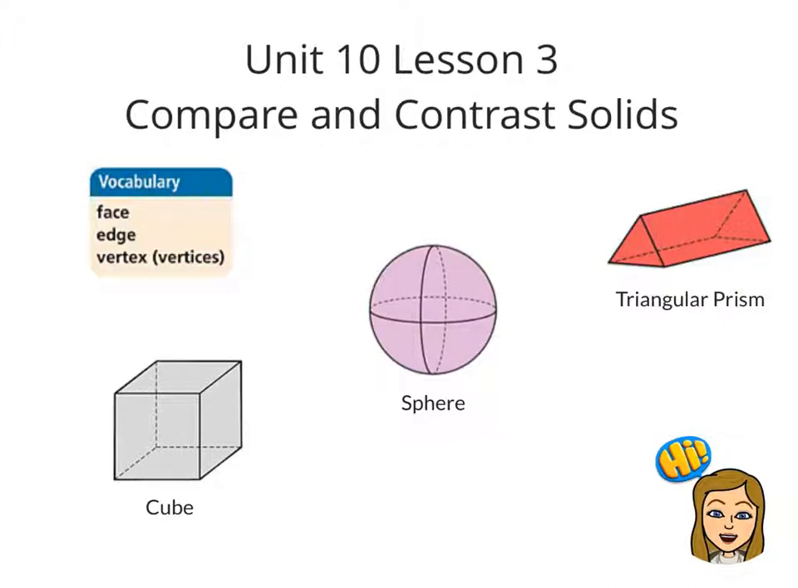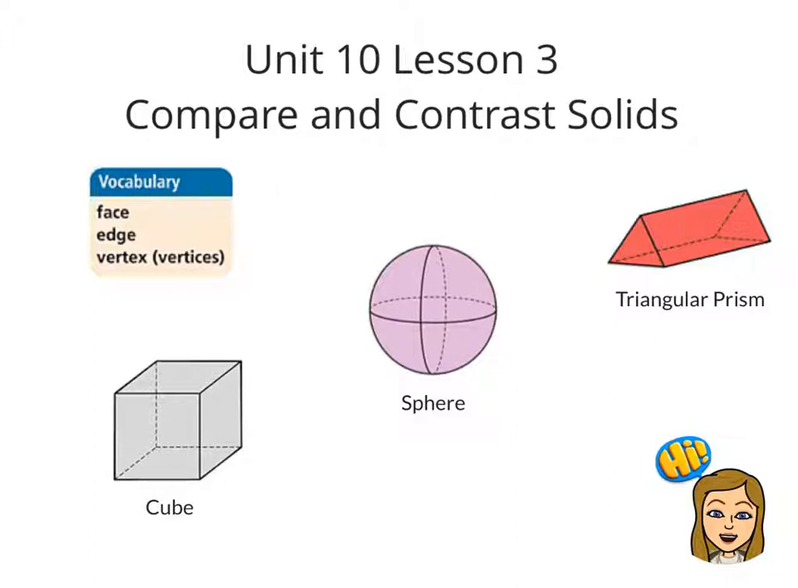Now, a sphere is a solid figure, but it's a very special solid figure in that it has no faces, no edges, and no vertices. The reason for that is that a face has to be a flat surface. A sphere is one big curve. So in that case, there are no faces, so no edges and no vertices.